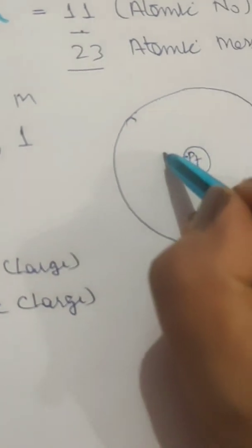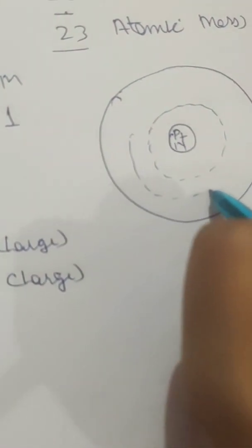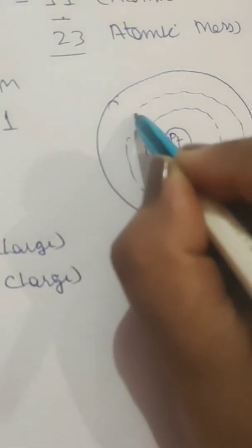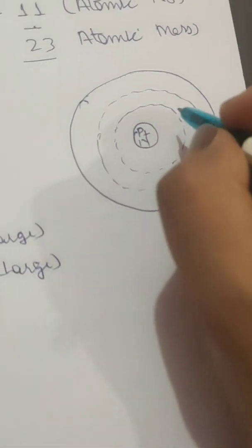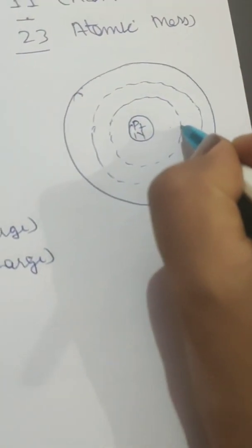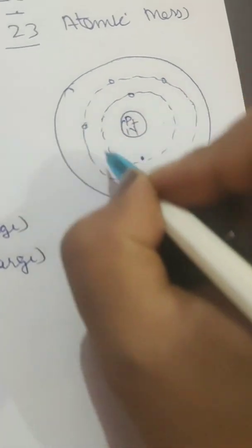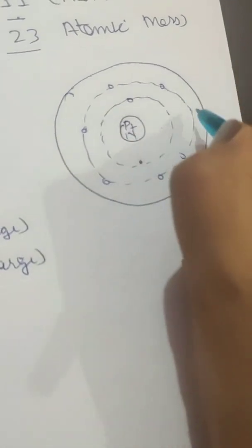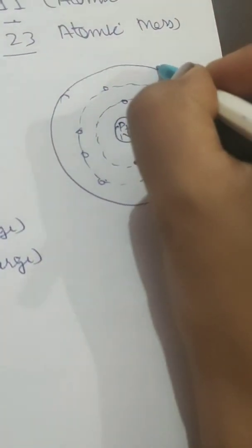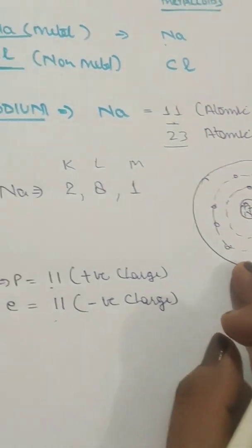And here on the outside reside the electrons. So these are the electrons. Sodium has 3 shells. The first shell has 2 electrons, the second shell 8 electrons, 1 2 3 4 5 6 7 and 8, and in the outermost shell there is only 1 electron. So this is the atomic structure of the sodium atom.